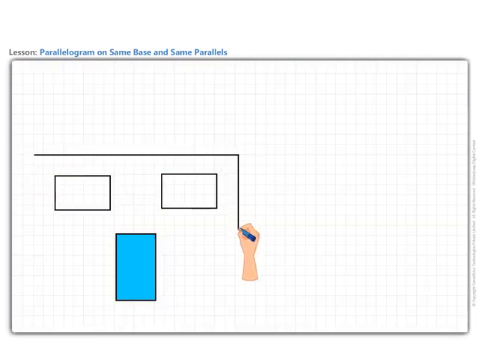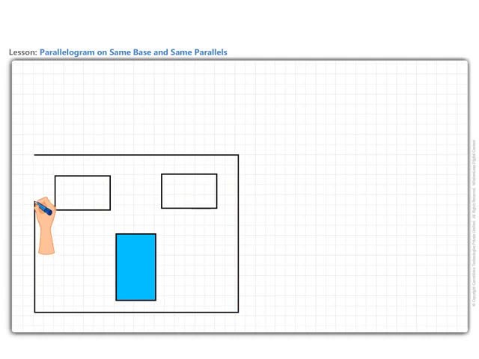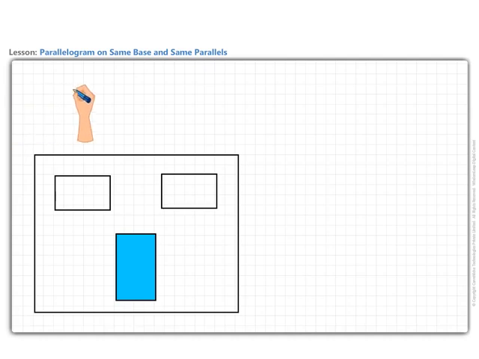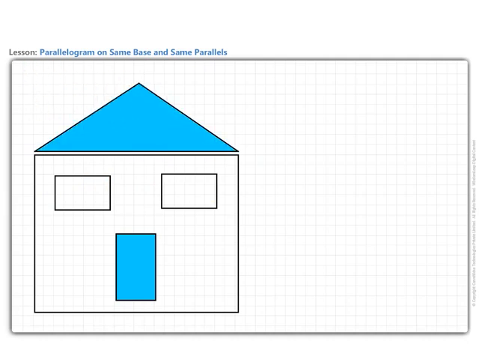Now, Carl has drawn a closed boundary enclosing the rectangular shapes. A part of the plane enclosed by a simple closed figure is called a planar region, corresponding to that figure. Its area is a number associated with the part of the plane enclosed by the figure. Now Carl uses a triangular tool and draws a triangle on top of the rectangle. The figure drawn resembles the shape of a house, with rectangles 1 and 2 as windows, rectangle 3 as a door, and the triangular portion on the top acting as roof.